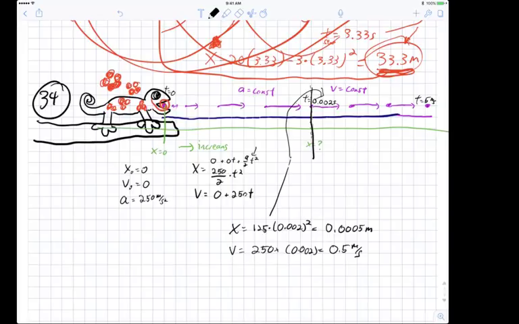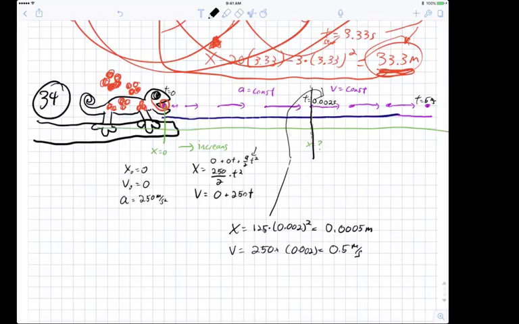So I plug this into position versus time equations. So it's going to be 0 plus 0t plus 1/2 at squared. So it's going to be 1.1 divided by 2 times time squared. And your velocity is going to be 0 plus at. So it's going to be 1.1 times t.